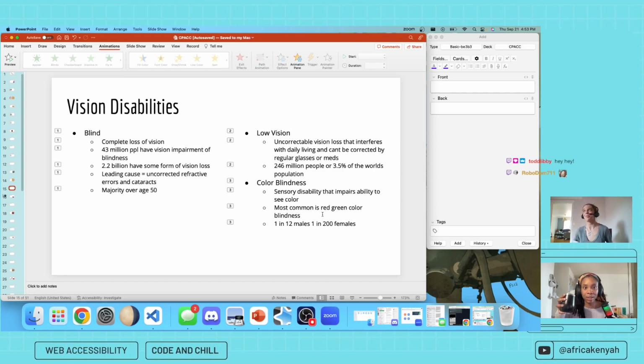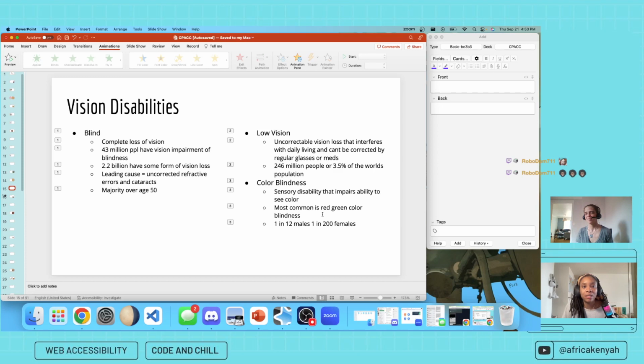Or they don't even know it themselves. I've heard that's what I find so interesting about it. People don't know that they're colorblind because they've just never seen the color. So you know what I mean? It's just interesting.